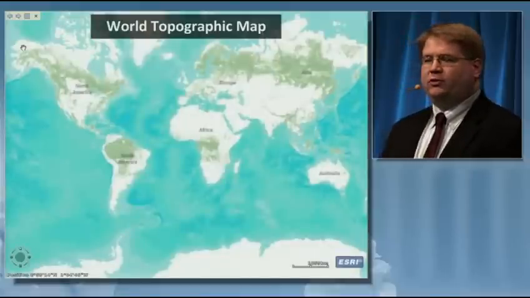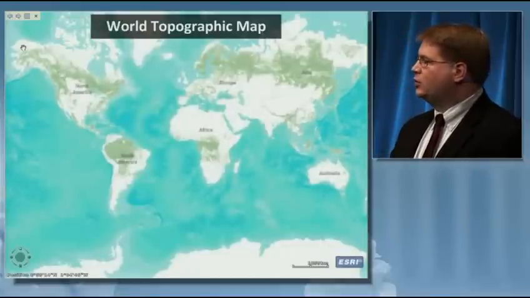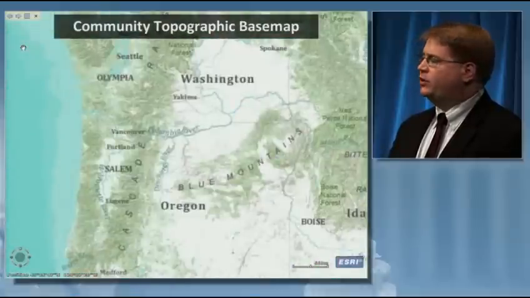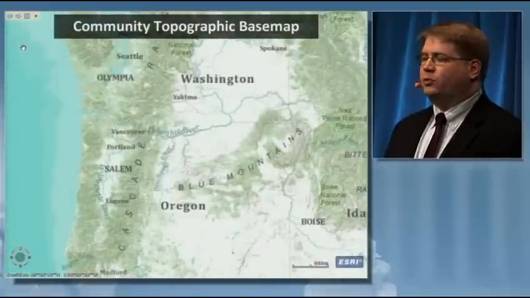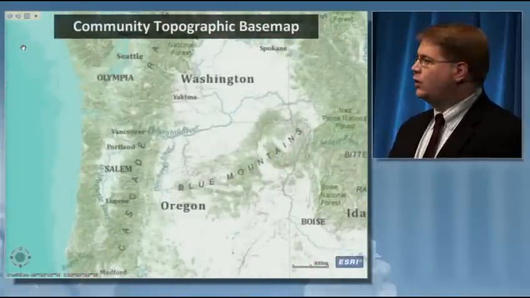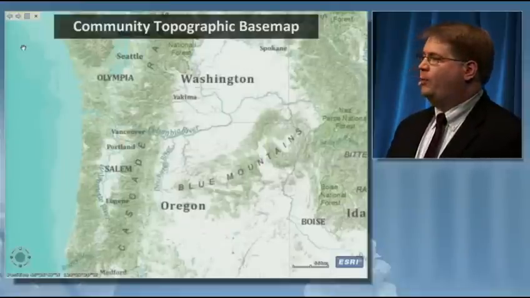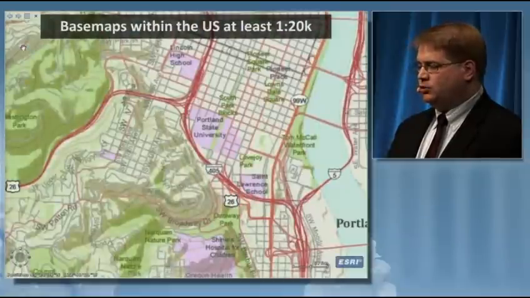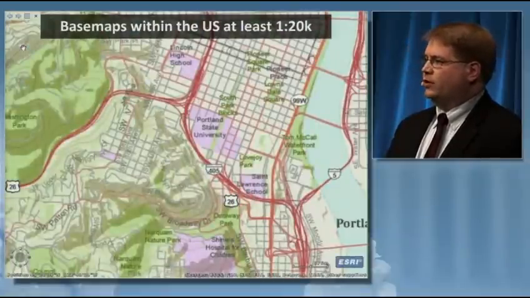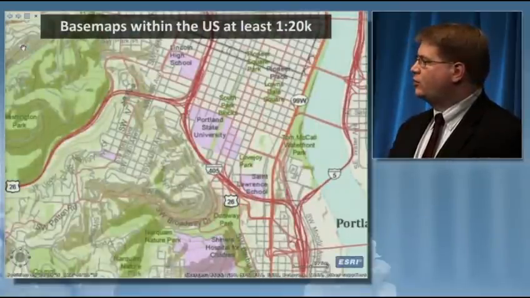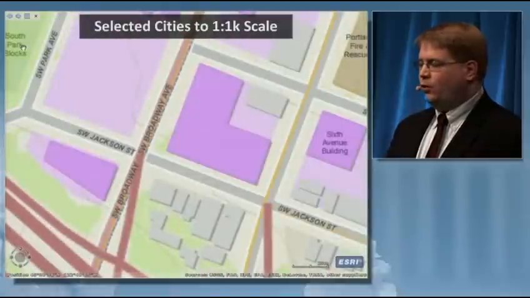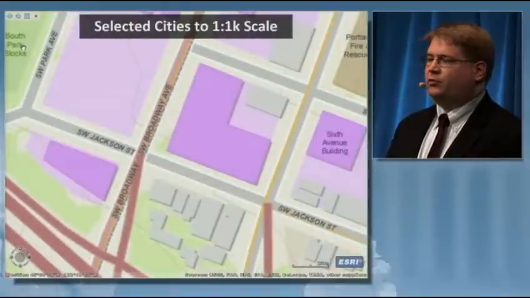One of the efforts that we've worked on over the last year is on building a really nice topographic map. Well, this topographic map is actually community-centric. It's a community topographic base map. You are participating with us to help build a very good base map that works around the world and in really good detail within the US. Again, 1 to 20,000 base map for the entire US with updated data, with select cities at 1 to 1,000 scale, providing a really nice base map in which to work.